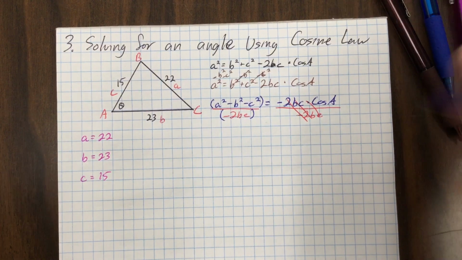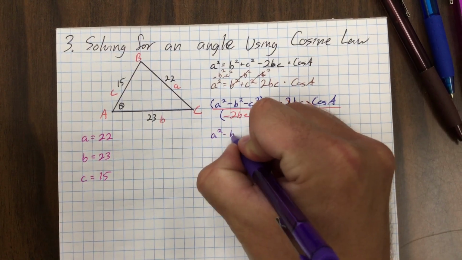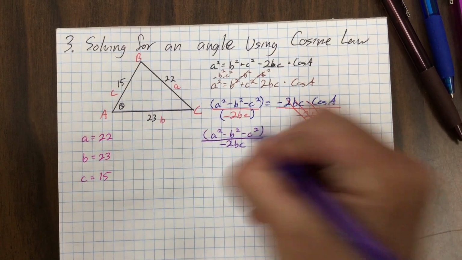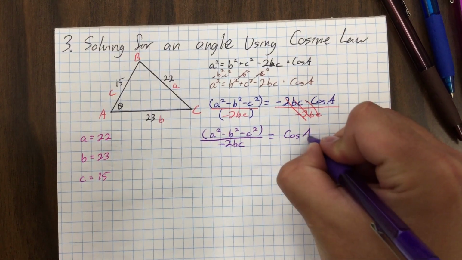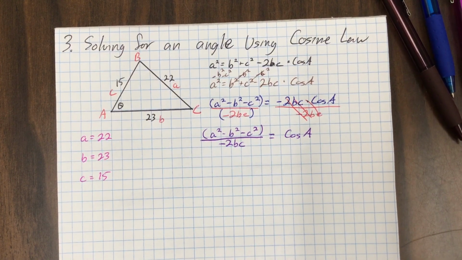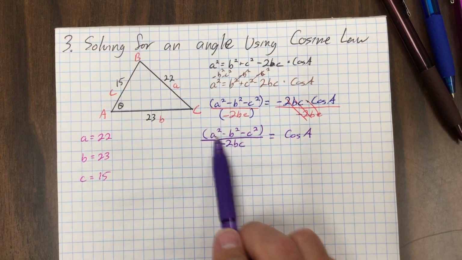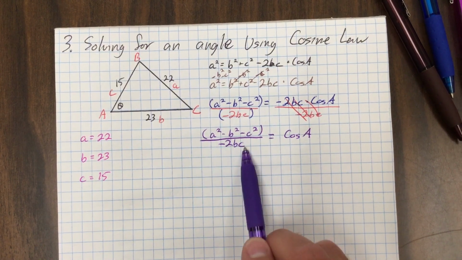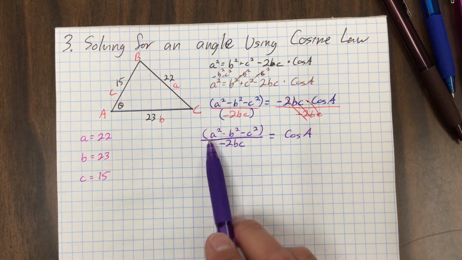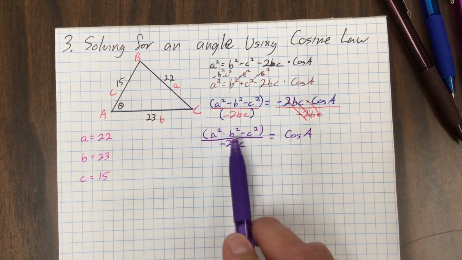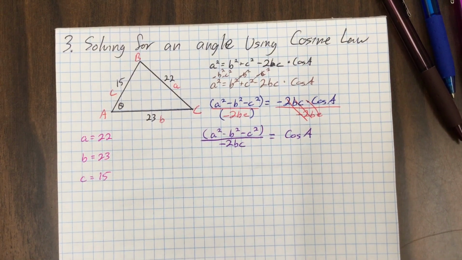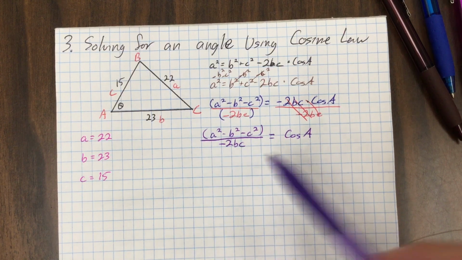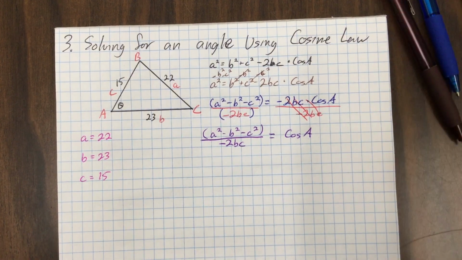So what we get is a squared minus b squared minus c squared, all in brackets, divided by negative 2bc is equal to cos A. If you're trying to use this to find any other angle, switch the A's to another letter, and then the other two letters will correspond. So if this is B, this will be AC. If this is C, this will be BA, or whatever you're trying to find. That's how we can rearrange it to find what cos A is. We take the inverse cos of that value. You can use that anytime you'd want.